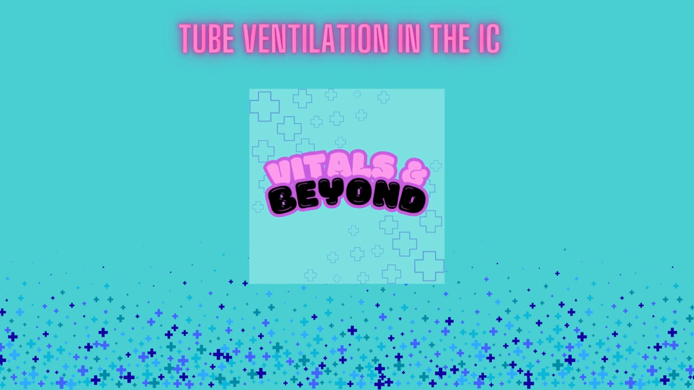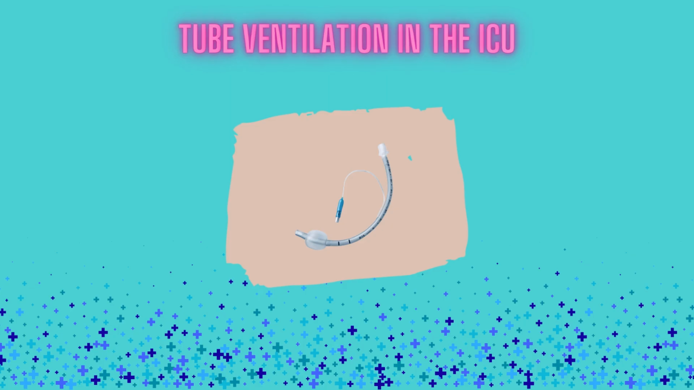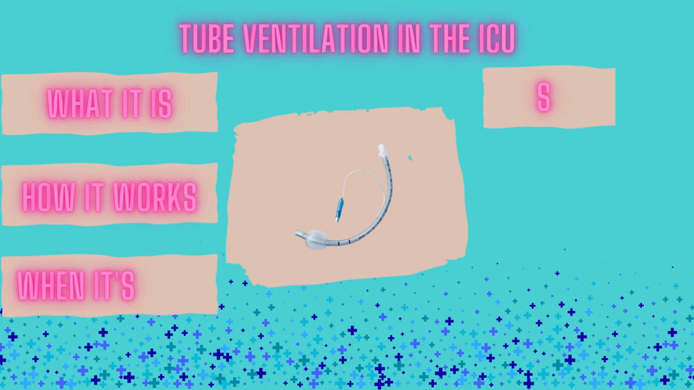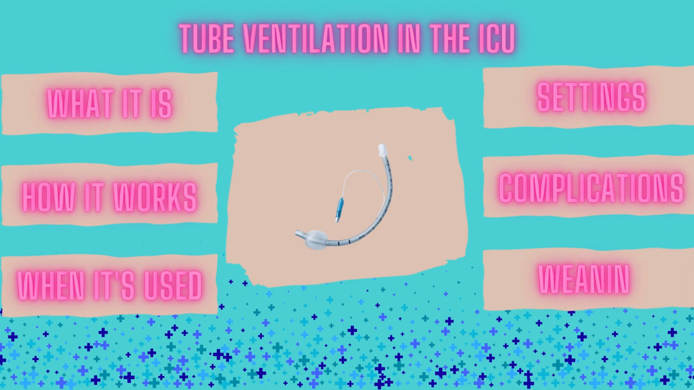Today, we're going to explore one of the most critical interventions in intensive care medicine, tube ventilation, also known as mechanical ventilation. We'll break down what it is, how it works, when it's used, common ventilator settings, potential complications, and how patients are eventually weaned off the ventilator.